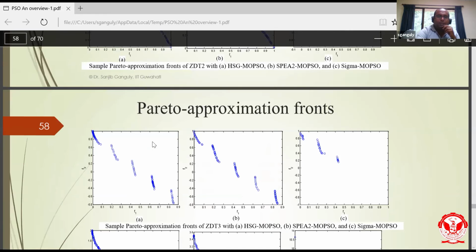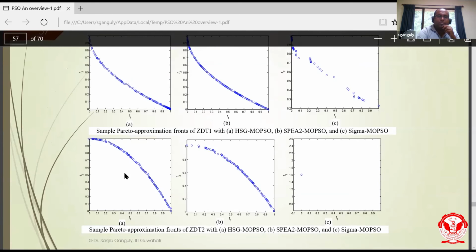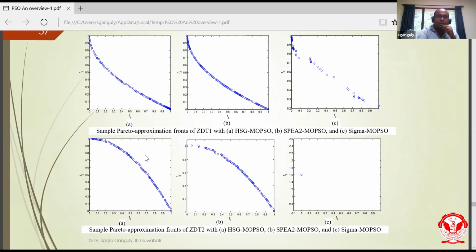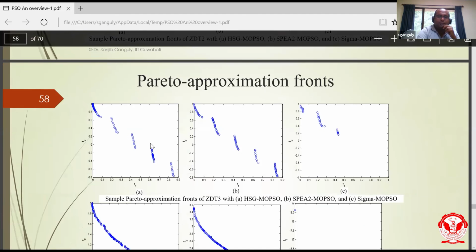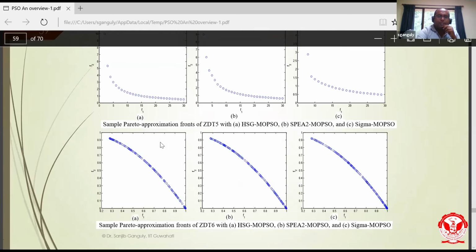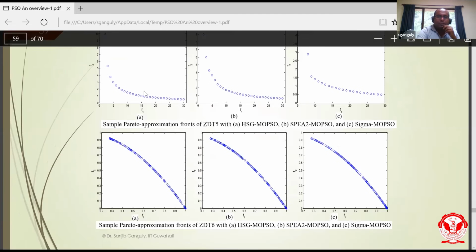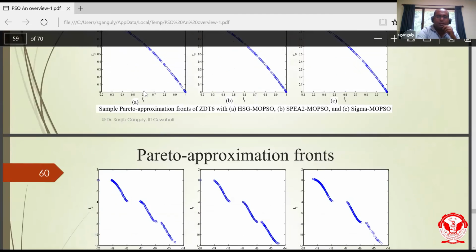Here you will see that your Pareto front is convex. Here you will see the Pareto front is non-convex or concave. Here they are disconnected like this. Here they are continuous. So these are the different features. Here we have a binary problem. These are different features of the Pareto front.